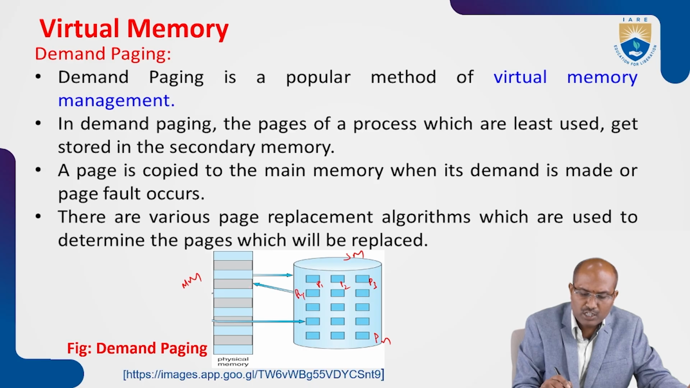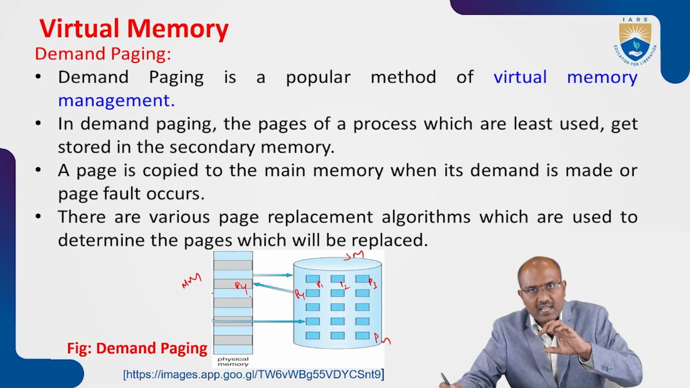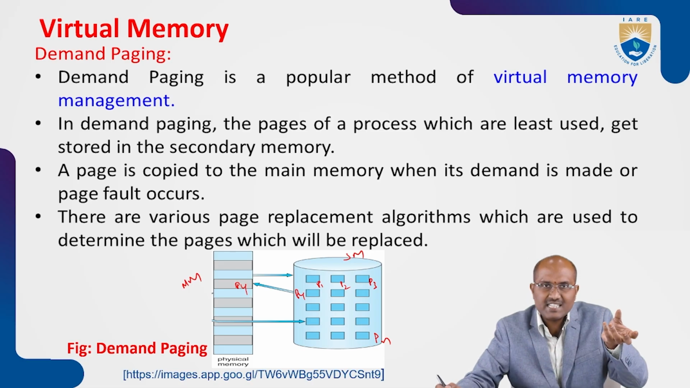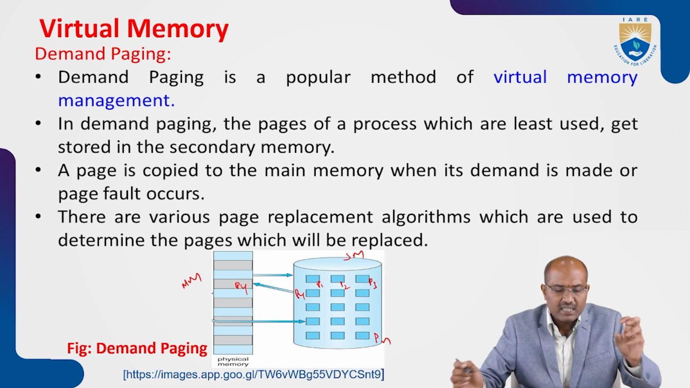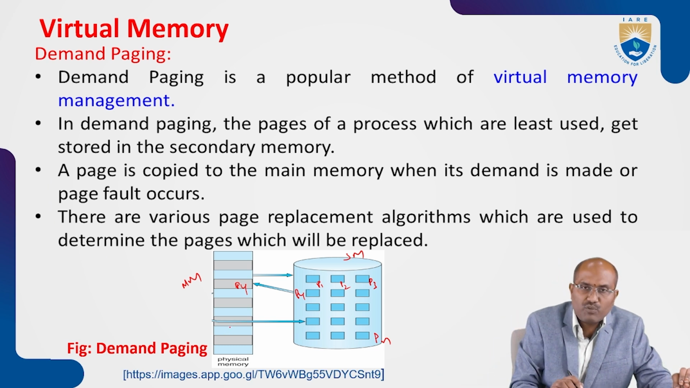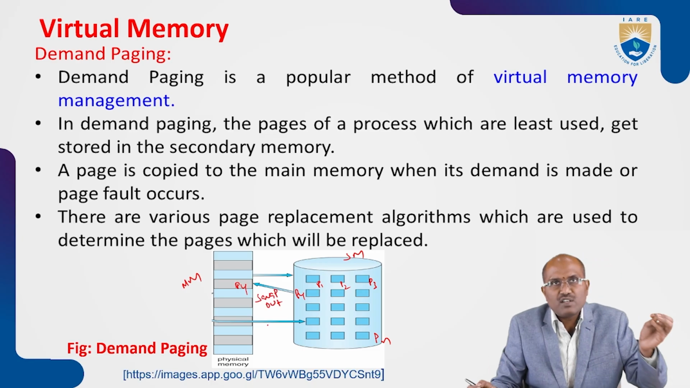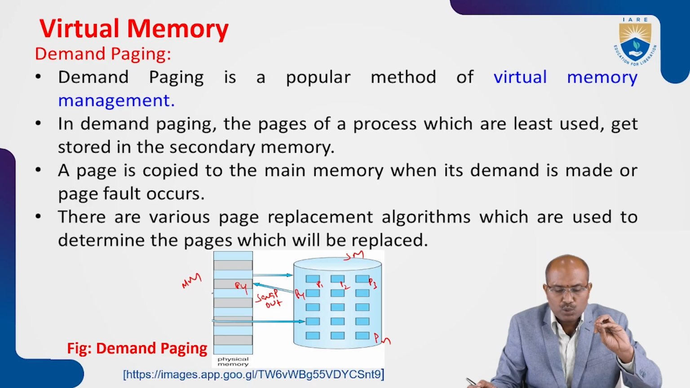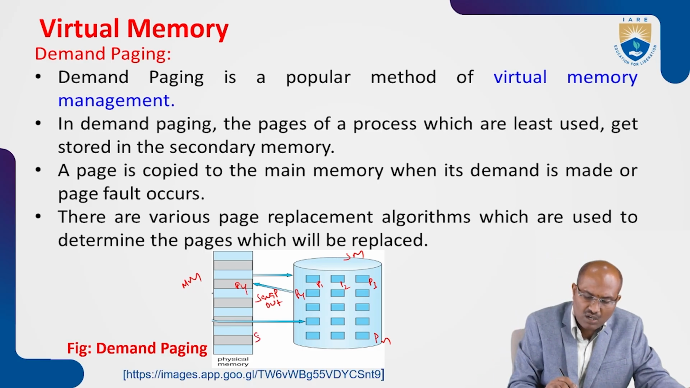Page 4 is going to be transferred here. When the demand is required, the page can be replaced based on the demand. That is called swap out. And again, when a page is required from secondary memory to main memory, that is called swap in.